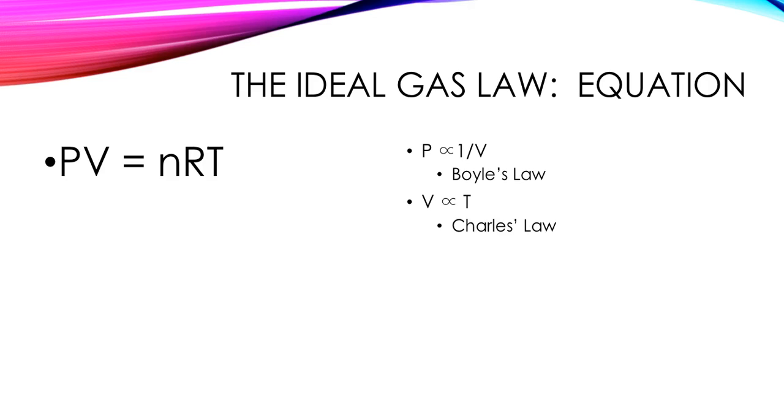Charles' law tells us that volume and temperature are directly related. Pressure and temperature are directly related. And volume and moles are directly related, and we see that from Avogadro's law. When we put these all together, we get the ideal gas law.